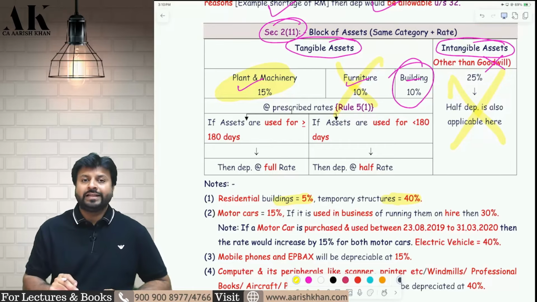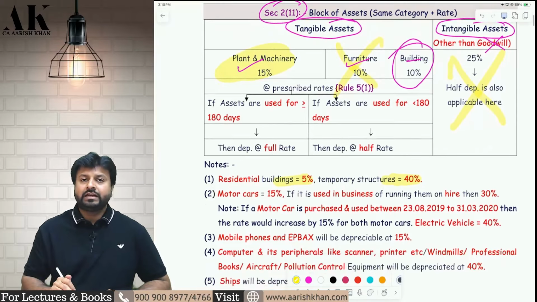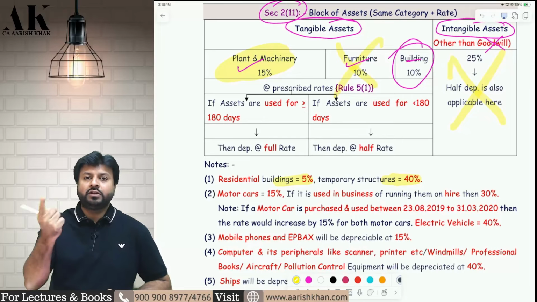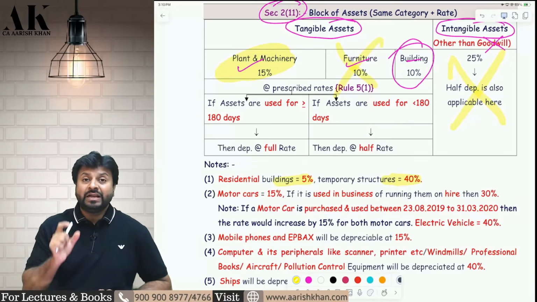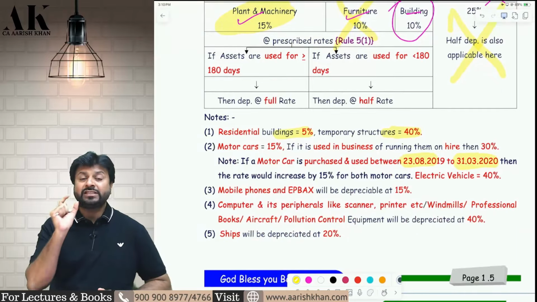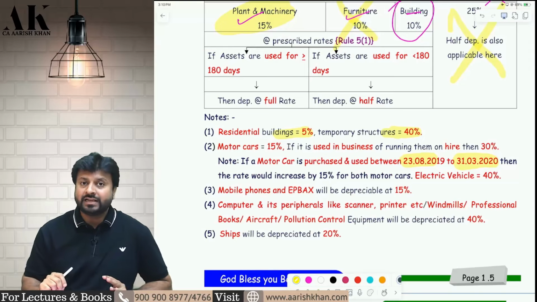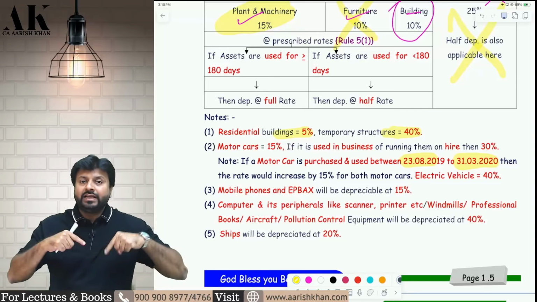Now, for plant and machinery, there are multiple rates of depreciation. Let's talk about motor vehicle first. By default, motor vehicle will be depreciated at 15%. But if you are in the business of running the motor vehicle on hire, then you are using it more. Therefore, you will get 30%, 15% extra. And plus, if you have purchased and put to use the motor vehicle between 23rd August 2019 and 31st March 2020, then you will get 15% extra further. That means if you are getting 15, then you will get 30. If you are getting 30, then you will get 45.